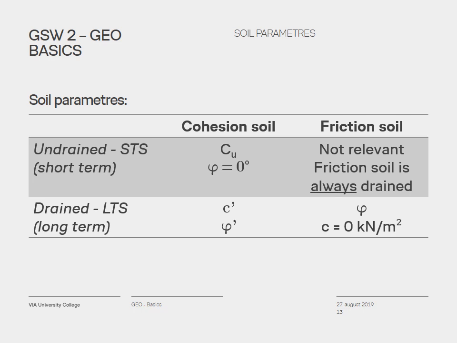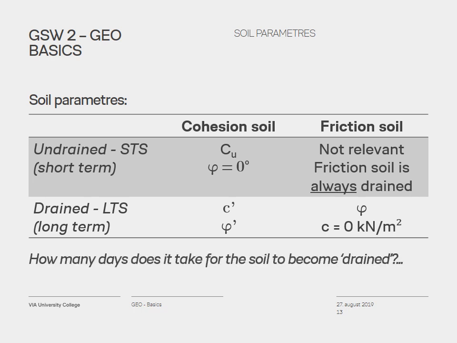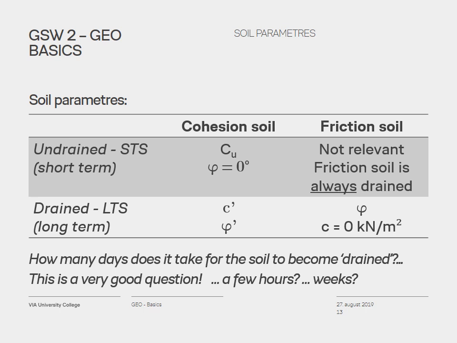You might be thinking, well, you have short-term and long-term. How many days does it take for the soil to become drained, meaning that you go from the undrained to the drained situation? Well, that's actually a very good question. It could take a few hours, a few days, or a few weeks. I don't have the answer in this presentation, but it's worth thinking about. It doesn't necessarily happen instantaneously.